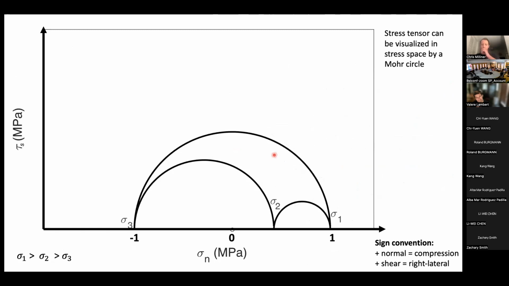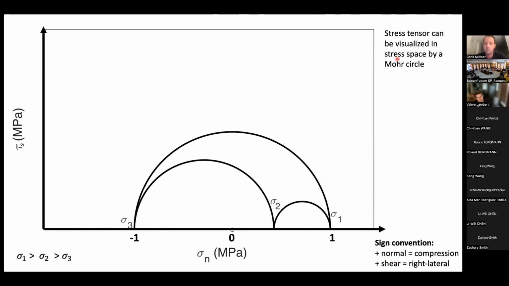So now I want to try and visualize our stress state in Mohr space. If you're unfamiliar with Mohr circles or these types of diagrams, I'll quickly go through it. This axis is showing the normal stress, and this axis is showing the shear stress. The sign convention we have is that positive normal stresses are compressive and positive shear stresses are right laterals.